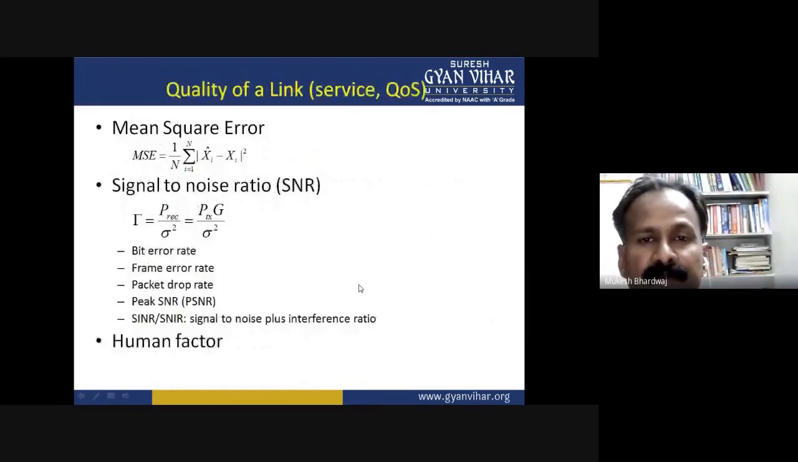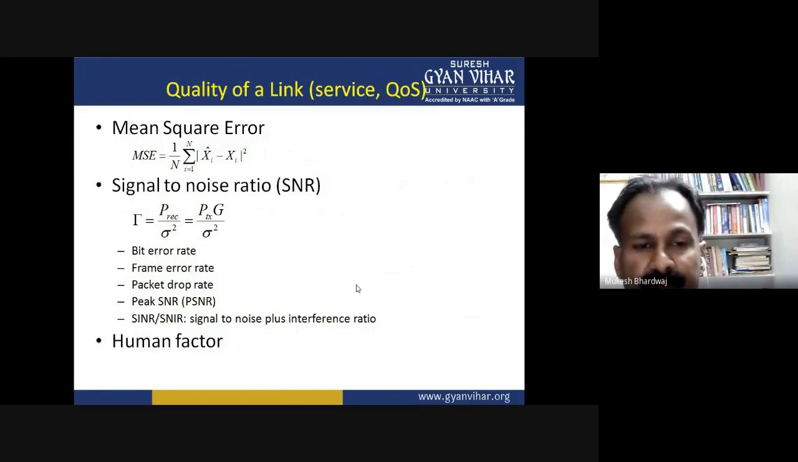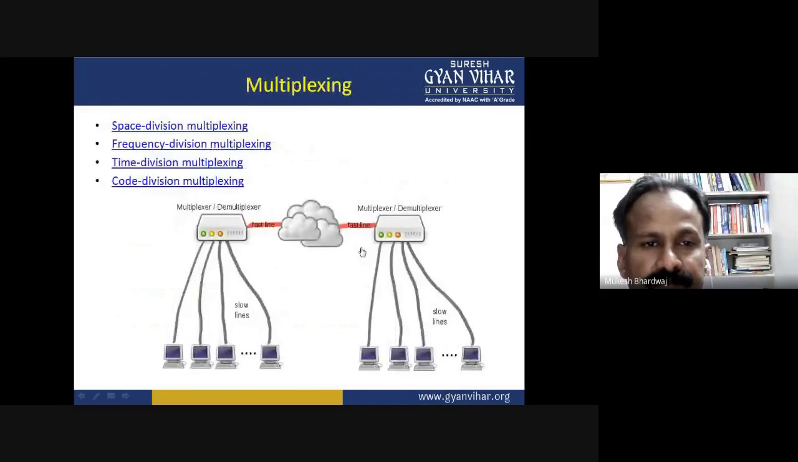Quality of link, that is quality of service. Mean square error, and the metrics to be used: signal to noise ratio, SNR, bit error rate, frame error rate, packet drop rate, peak signal to noise ratio, SINR, SNIR, signal to noise plus interference ratio, or human factor.